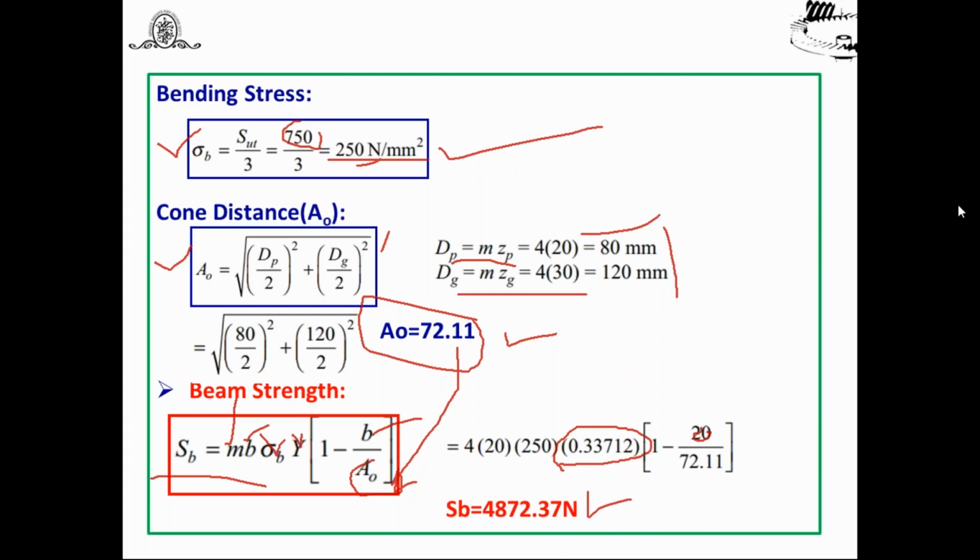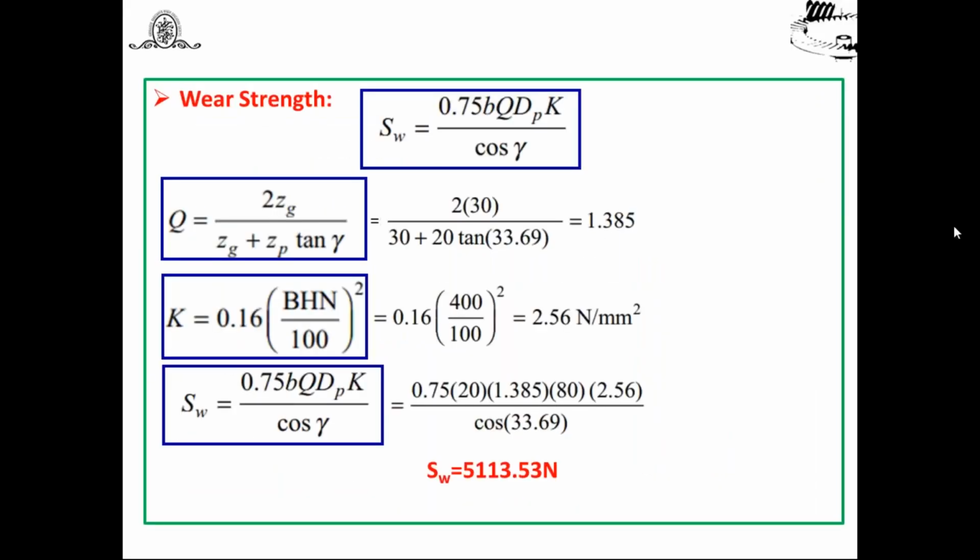This is about the beam strength. Once you know the beam strength, next find out the wear strength, because we have to find out the FOS against beam strength and wear strength. What is the relation for SW? Again, it is 0.75 B into Q into dP into K upon cos gamma.